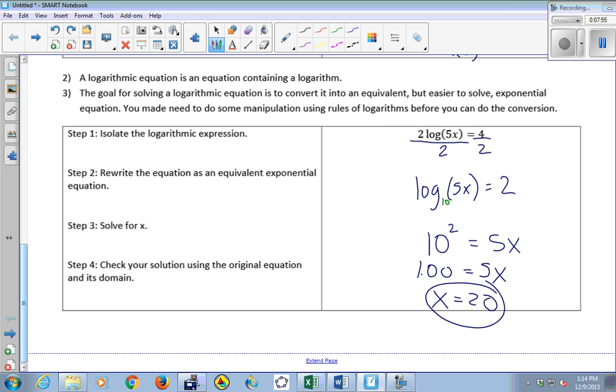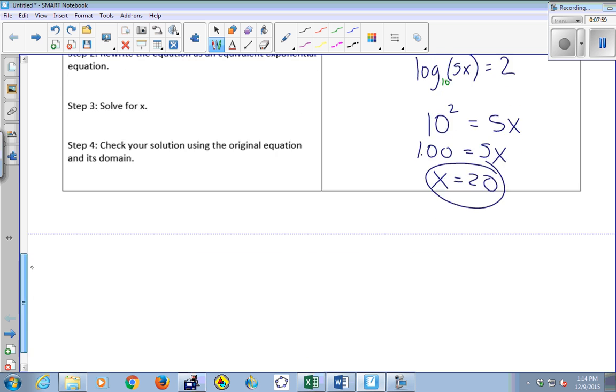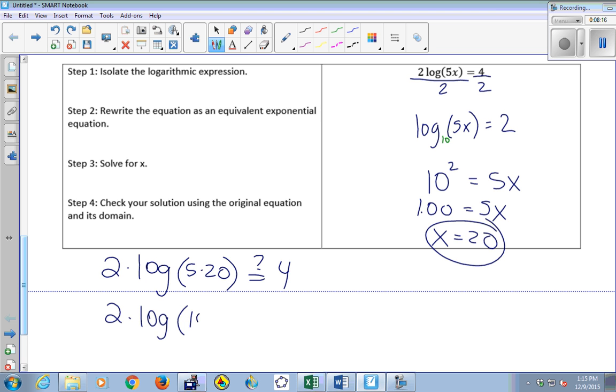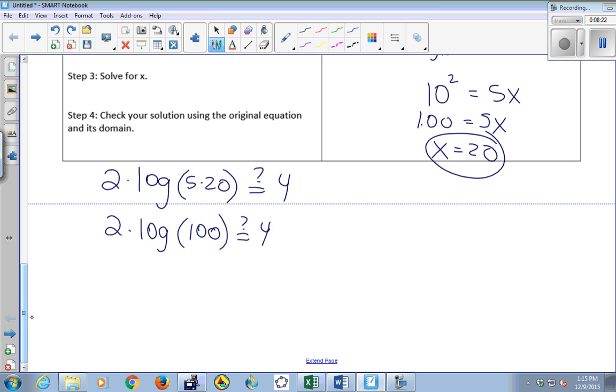Okay, so let's check. In our original equation, I want to replace the x with a 20 and make sure it's true. 2 times the log of 5 times 20, does that equal 4? All right, well, let's simplify the left-hand side. 5 times 20 is a 100. What is the log of 100?